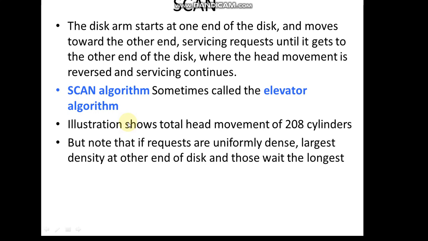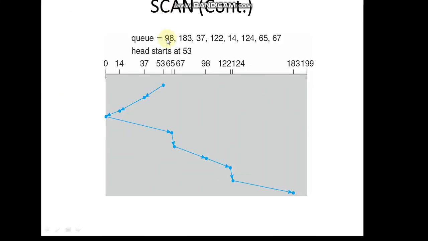So let us take the same example. There is a request queue of 8 requests with the cylinder numbers 98, 183, 37, 122, 14, 124, 65 and 67, and we will again take the same starting head position, that is 53.